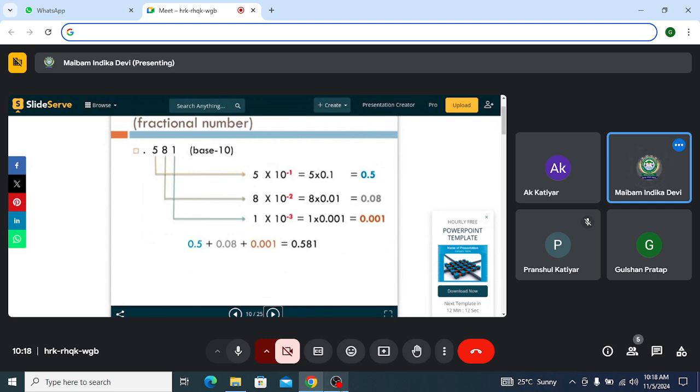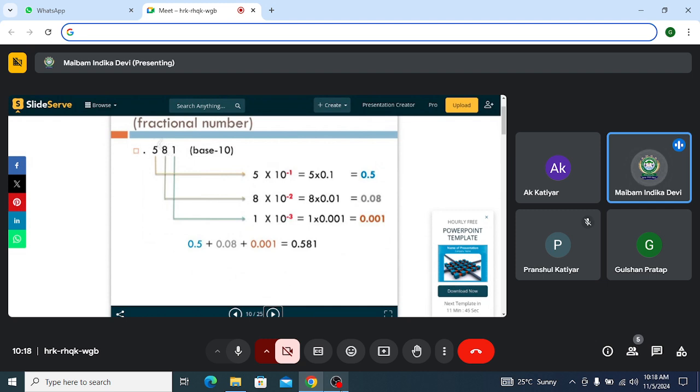Any doubt or confusion, any problem? The position of this 5 will be -1. The position of 8 will be -2. The position of 1 will be -3. Okay. Here, decimal.